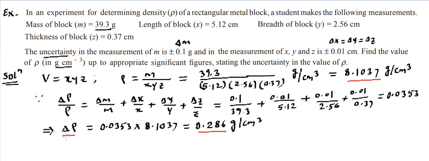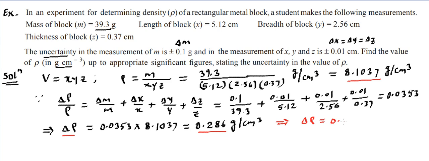Using that point, we will say this must be represented up to one significant figure. Since we want it to be one significant figure, it has to be written in the appropriate number of significant figures as delta rho, or error, is equal to 0.